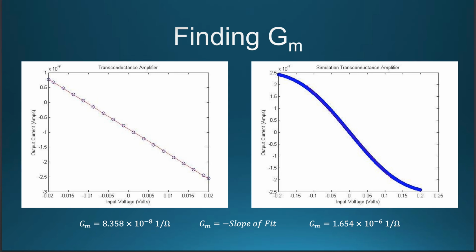We found GM by taking the negative slope of the output current versus the input voltage of the simulation data of the transconductance amplifier. The two transconductances are very competitive.